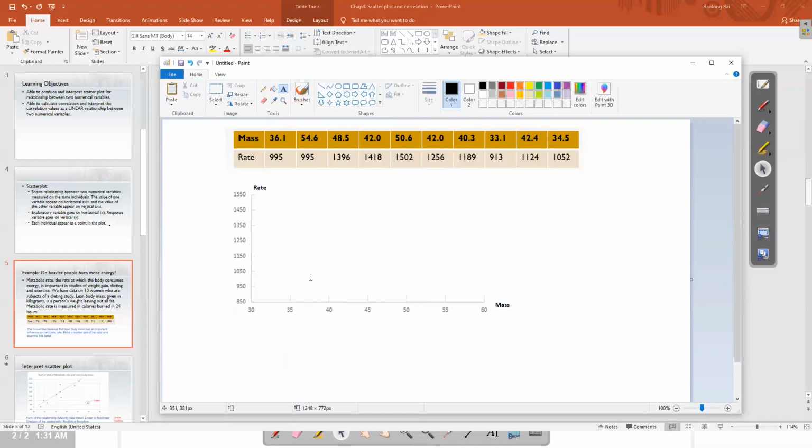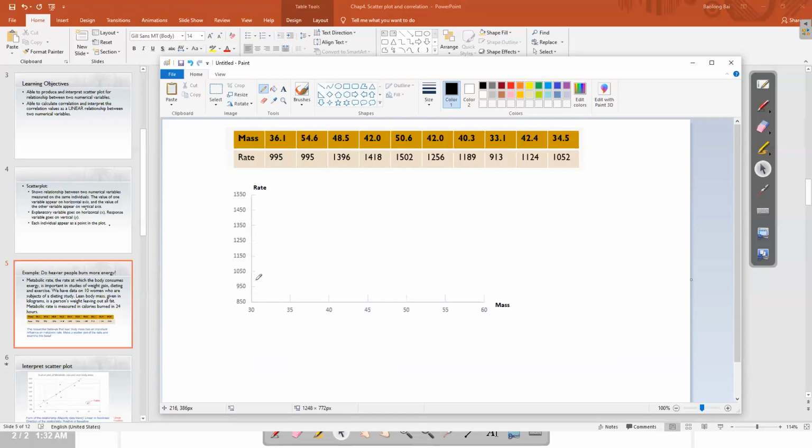So once the axis is prepared, now we can draw a scatter plot. And it's very easy. Like I mentioned, we have 10 women. This is the first woman. This is the second, and this is the third. Every woman will have a location in the XY plane. And the location is the coordinate with the value of X and the value of Y. So for example, for the first lady, the mass is 36.1. So 36.1 will be around here. And Y is 995. So 995 will be close to 1,000.